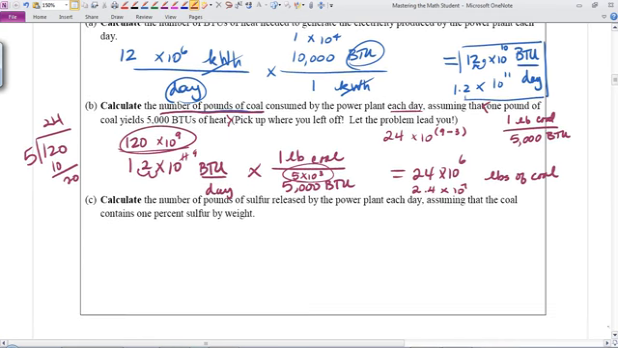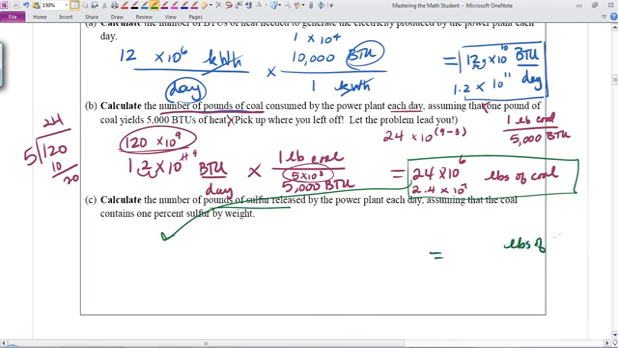Now, calculate the number of pounds of sulfur released. Okay. Pounds of sulfur released by the power plant each day, assuming that the coal contains 1% sulfur by weight. What did they just have us solve for? Let the problem lead you. We just solved for pounds of coal. So I'm going to take that and I'm going to use it over here. But what am I ultimately going to answer in? What are my units for that answer? Pounds of sulfur. So pounds of sulfur is what I need to end up with on the top.